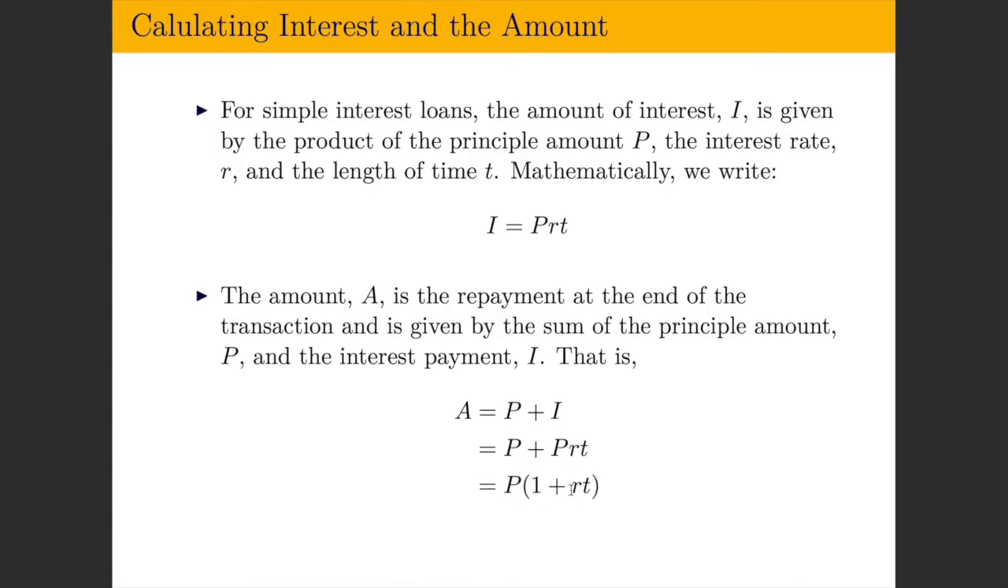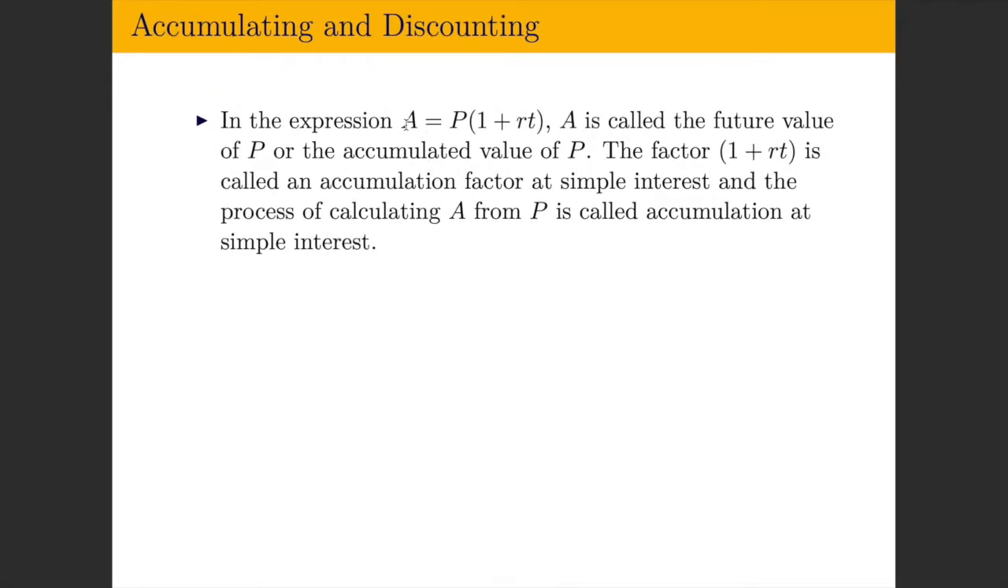Now, just to understand some terminology, in that expression from the previous slide, A is equal to P times 1 plus rT, A is called either the future value of P, or equivalently the accumulated value of P. This factor 1 plus rT is what we call the accumulation factor at simple interest. We'll also see what the accumulation factor at compound interest looks like, but for now we're just interested in simple interest. And the process of calculating the amount A from the principal P is called accumulation at simple interest.